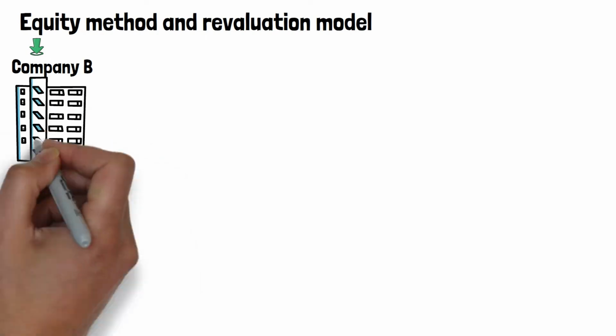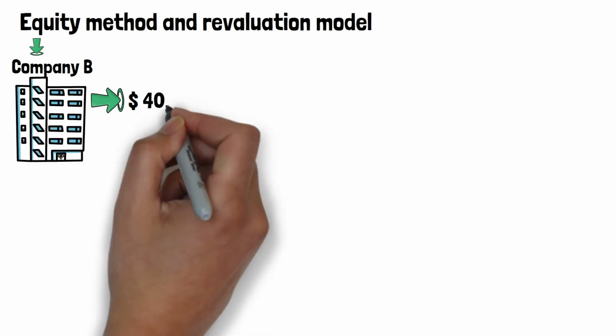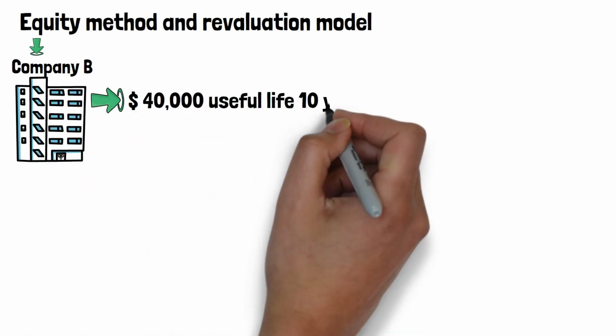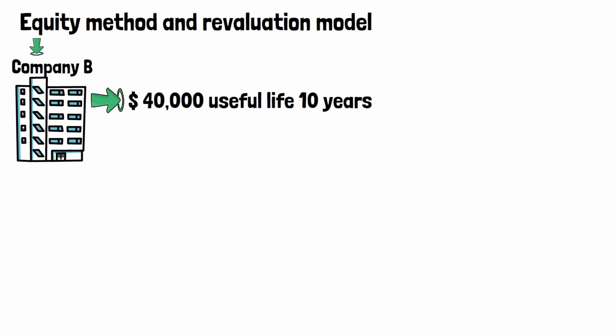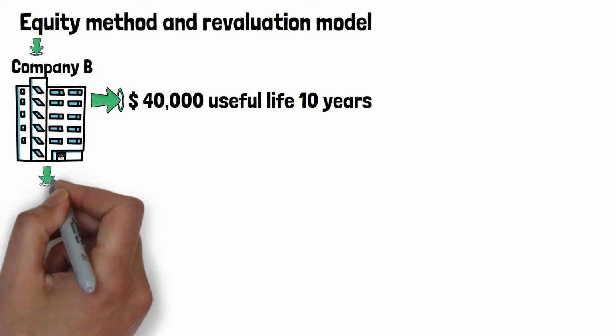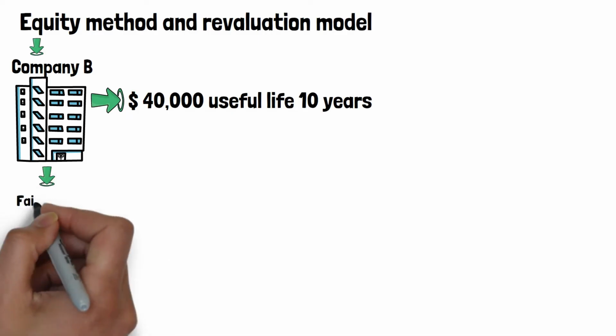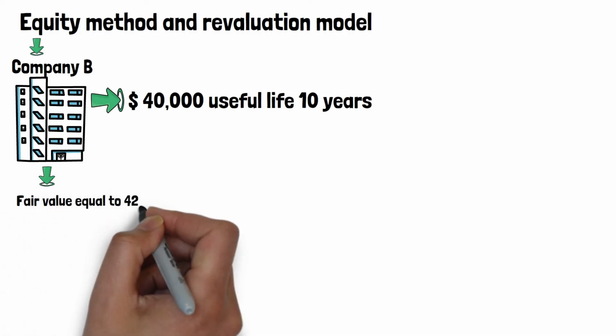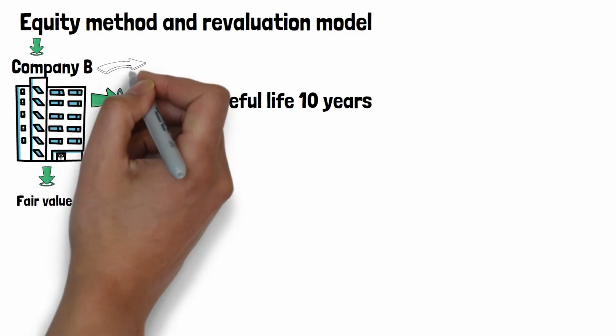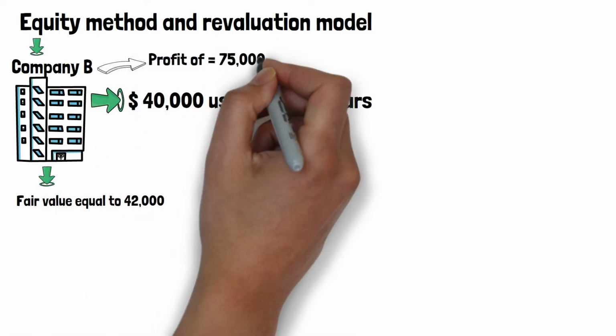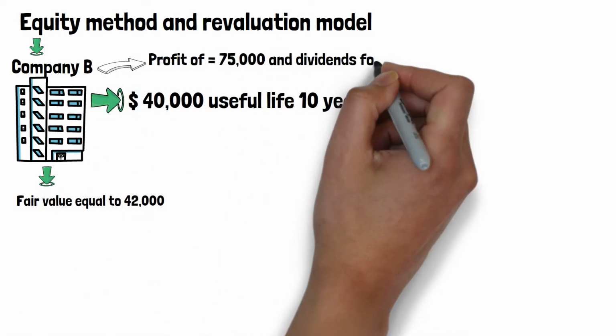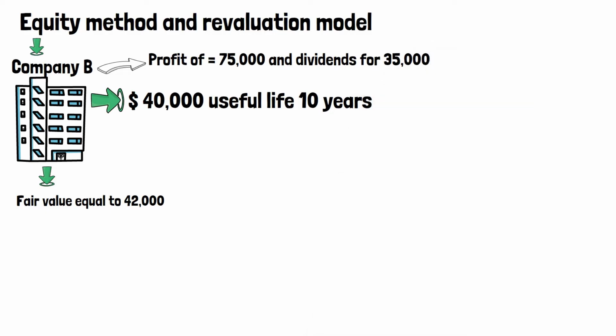At the beginning of year 1, Entity B acquires a building for 40,000 with a useful life of 10 years. The entity uses the revaluation model for the subsequent measurement of this asset. At the end of this year, the fair value of this asset amounts to 42,000. In addition, Entity B reported profits of 75,000 and distributed dividends of 35,000.